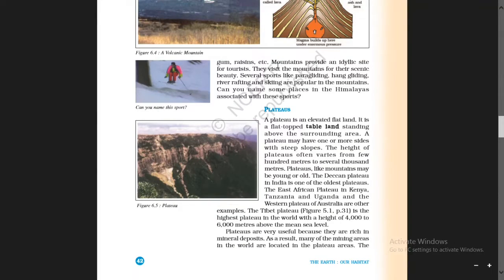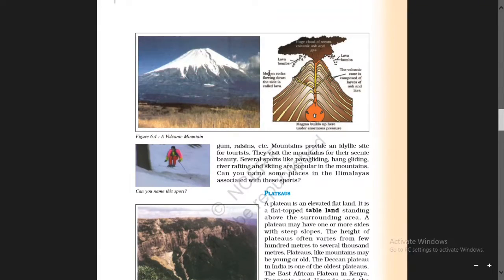Resins means a partially dried grape. Mountains provide an idyllic site. Idyllic means extremely happy. Okay, it provides an extremely happy site for tourists. Several tourists used to visit to enjoy the beautiful scenery of mountains. They visit the mountains for their scenic beauty.